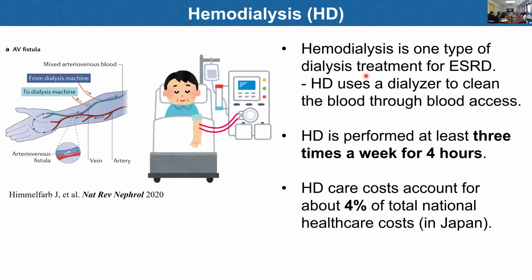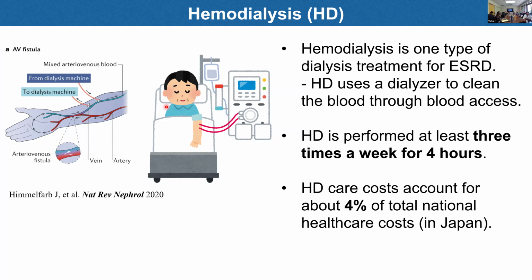Generally, two types of dialysis exist: hemodialysis and peritoneal dialysis. Hemodialysis, HD, is the most major kidney replacement therapy. In Japan, about 97% of ESRD patients select hemodialysis. I will briefly introduce what hemodialysis is. To perform hemodialysis, we use a dialyzer to clean the blood. In order to clean the blood, we need to extract a huge amount of blood from the human body and run it through the dialyzer.